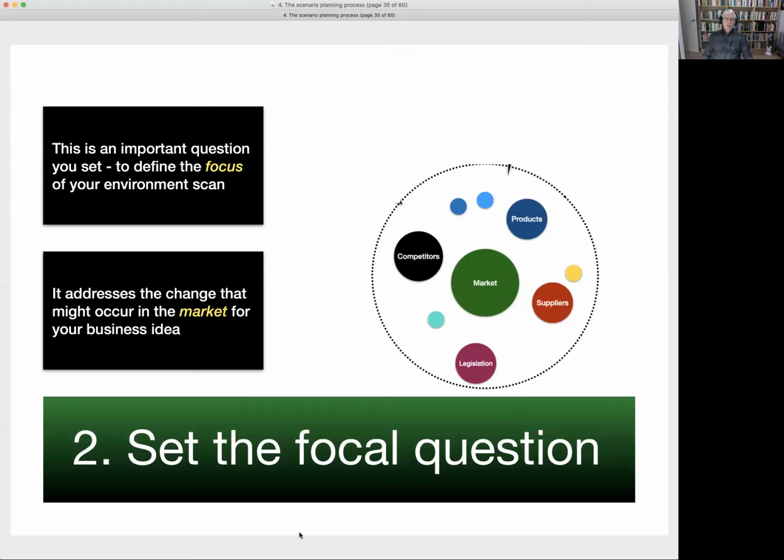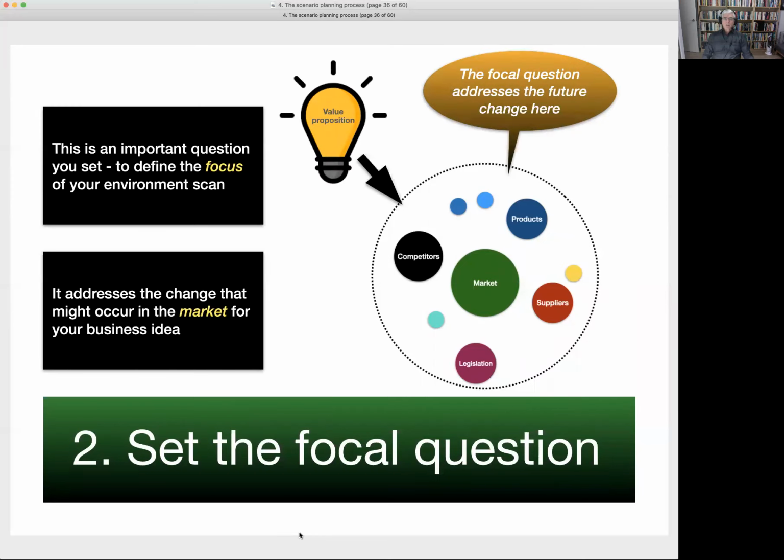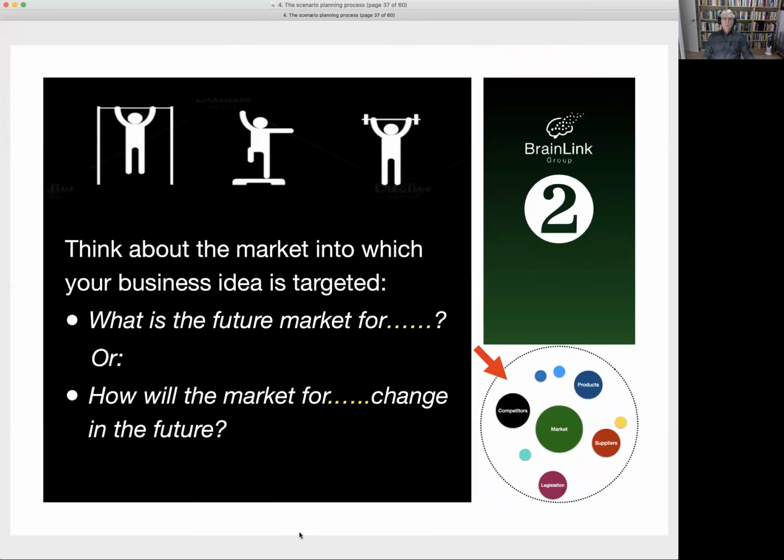So the focal question talks about the change that might occur in this market for your business idea. And so in a sense, what we're trying to understand is how is the market for your business idea or your value proposition going to change in the future? That's the second stage of the exercise, to focus the environmental scan. And so we ask you to think about the market into which your business idea is going, and how it's going to change, or what the future of that market looks like.